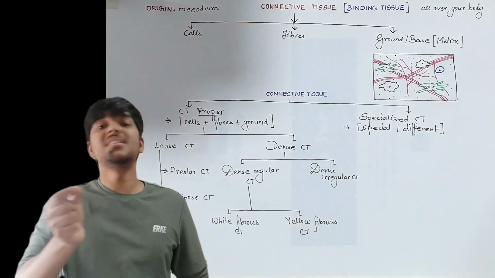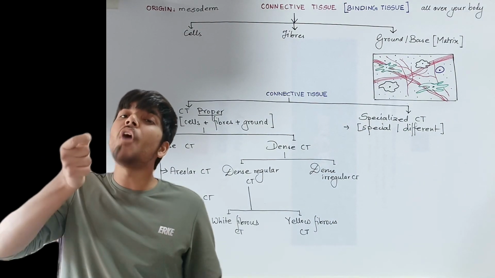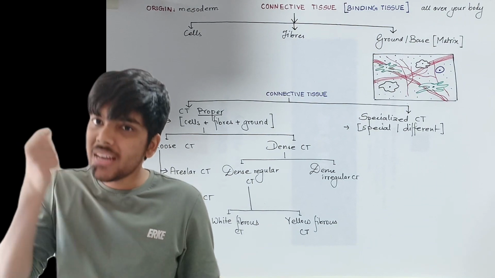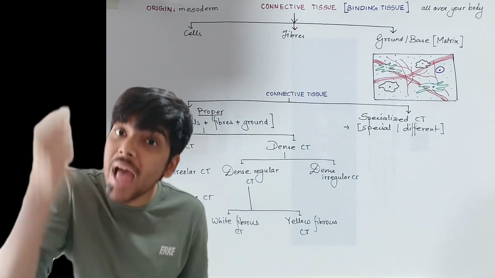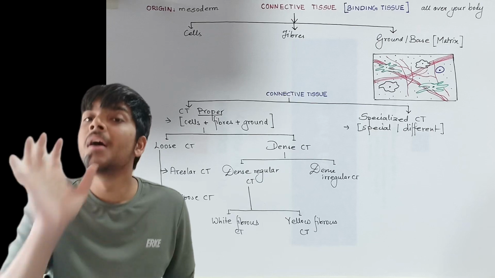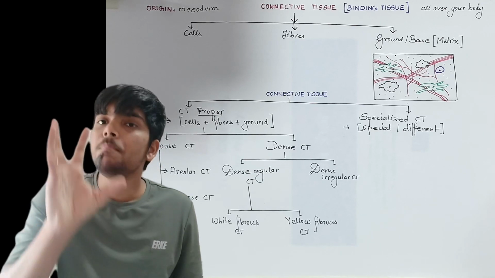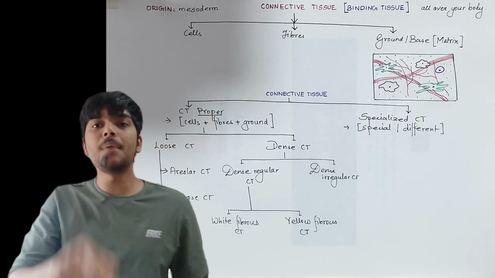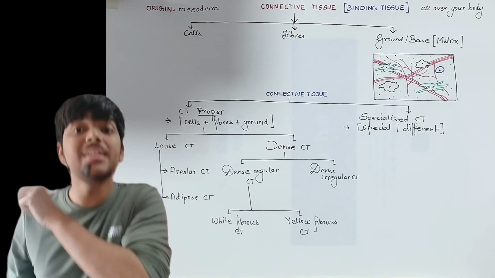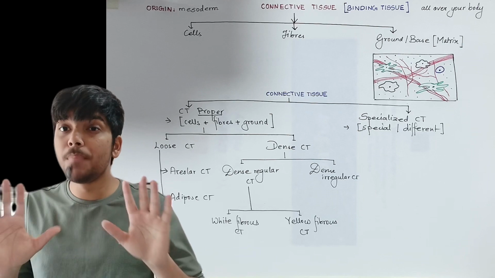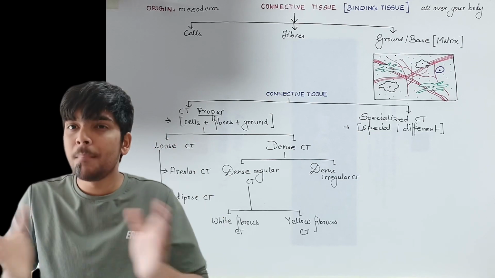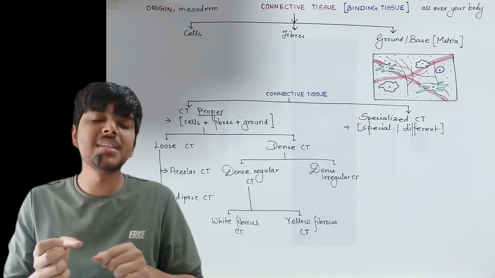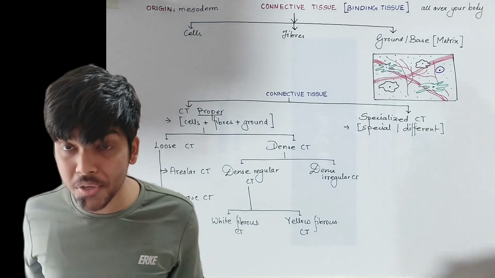That is, it does not necessarily have all the typical features a connective tissue is expected to have. What do I mean by that? For example, blood. In blood, you don't find fibers at all. Yet, it is kept under vascular or fluid connective tissue. That means blood is a connective tissue, but it is special. That's why it's kept under specialized connective tissue.